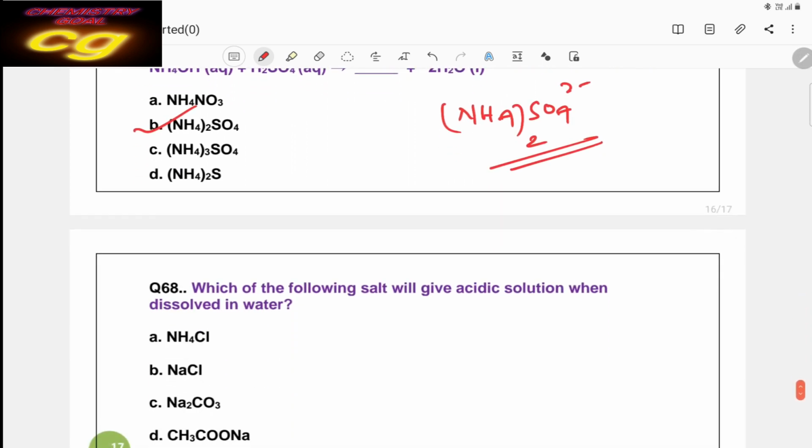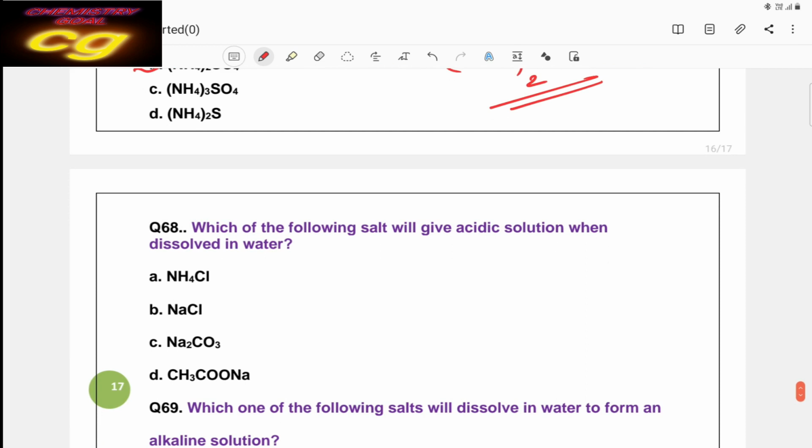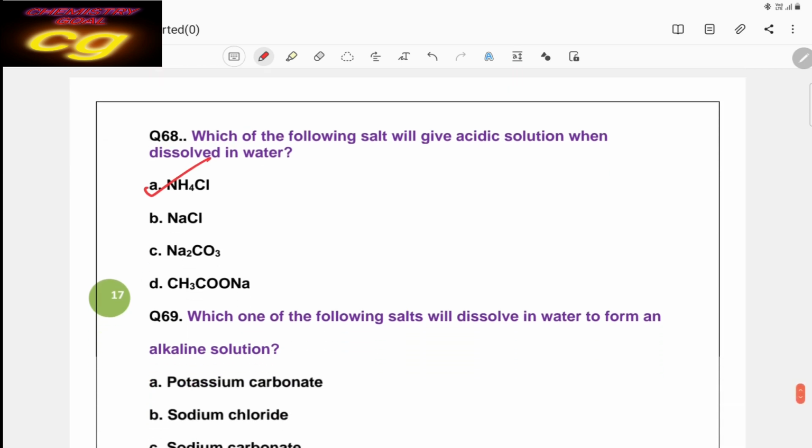Which of the following salts will give an acidic solution when dissolved in water? We have to see the nature of the acid and base mixed to form the salt. For an acidic solution the acid must be strong. Ammonium chloride is from a strong acid and a weak base. Sodium chloride is from a strong base and a strong acid. Sodium carbonate and sodium acetate are from a strong base and a weak acid. So the answer will be A, as acidic means strong acid, that is hydrochloric acid.